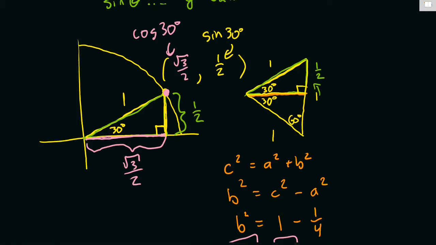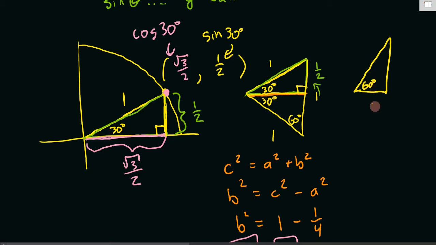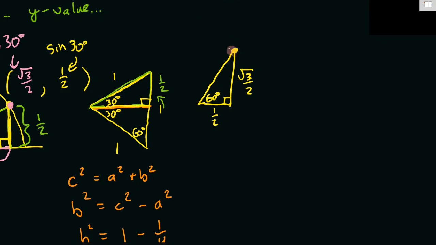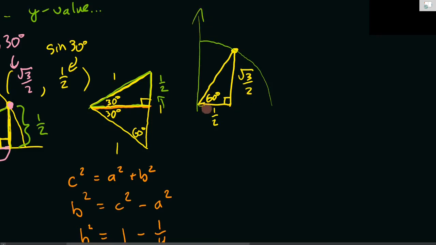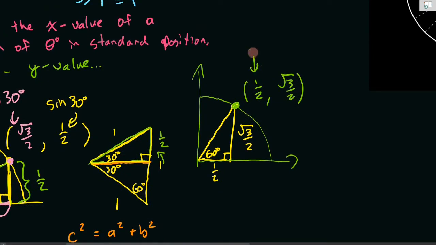And then if we take the exact same triangle and we flip it the other way, right, then we get a 60-degree triangle. And then our short side is a half, and our long side is root 3 over 2. And so that means that if we extend this down to the x-axis to put this on a unit circle, so if this is our y-axis and this is our x-axis, the point here is 1/2 across and root 3 over 2 up. And then this is cosine 60 degrees, and this is sine 60 degrees.